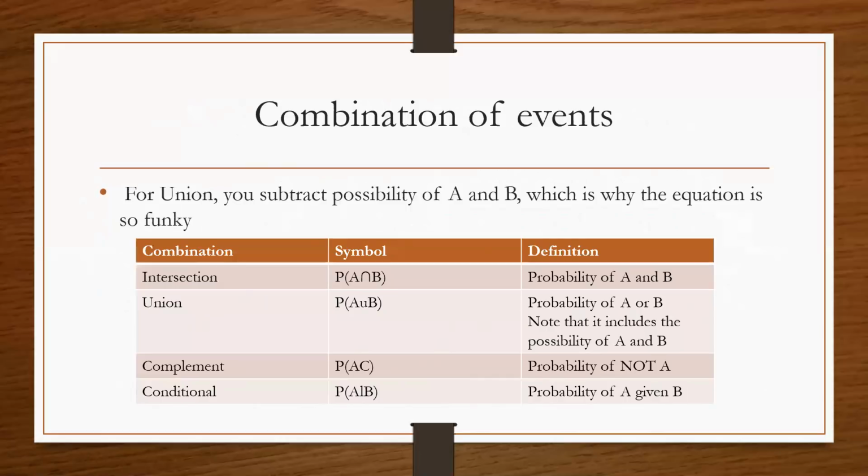And you should note that this includes the possibility of A and B. I know a lot of you were confused when we were going over this way back when. But basically, the equation's so weird because you have to subtract the possibility of A and B because it's basically counted in there twice. So that's why the equation's really weird. We've also got complement, which is the probability of not A, or the conditional, which is the probability of A given B.